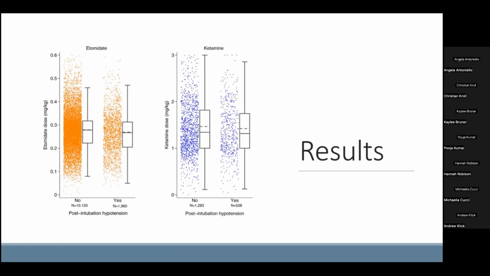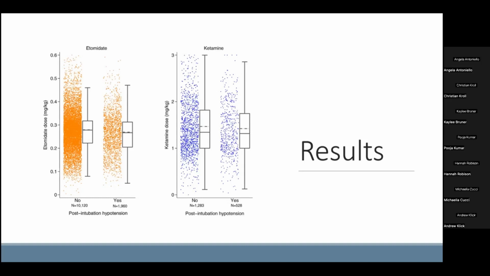Once again, we're not comparing the drugs, but they're separate here. So we see low doses to high doses, and then vertically we see whether they had hypotension post-intubation or not. As you can see, the distribution of the doses for both no and yes for post-intubation hypotension looked very similar for both etomidate and ketamine.